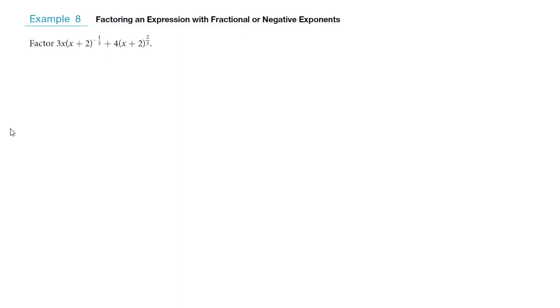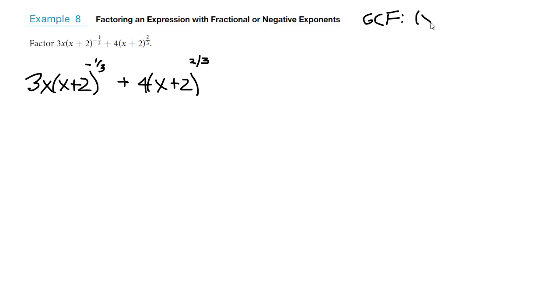In example 8, we're going to factor an expression with fractional and negative exponents. So we're going to factor the expression 3x times (x plus 2) to the power negative 1/3 plus 4 times (x plus 2) to the power 2/3. And I will tell you this, the greatest common factor is going to be (x plus 2) to the power negative 1/3. Now we want to think about this carefully.